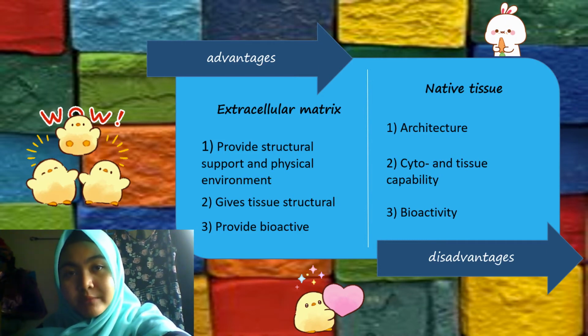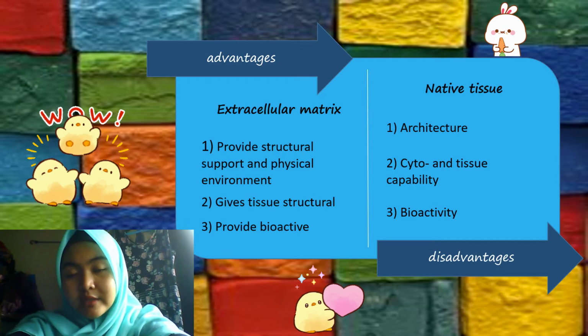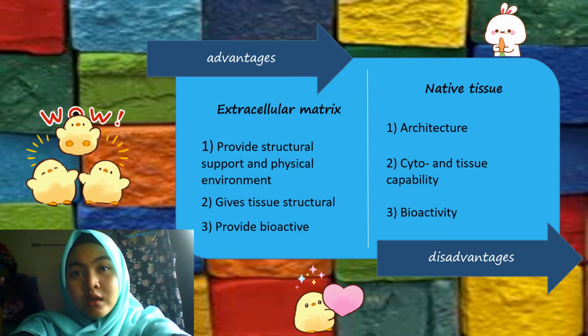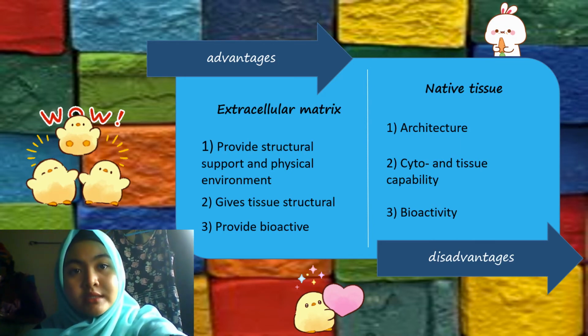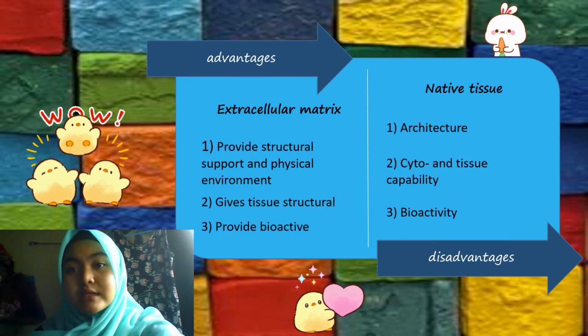Firstly, ECM provides structural support and a physical environment for cells in the tissue to attach, grow, migrate, and respond. Secondly, ECM, which stands for extracellular matrix, gives the tissue its structural and therefore mechanical properties such as rigidity and elasticity that are associated with the tissue functions. Thirdly, ECM may actively provide bioactive cues to the cells for regulation of their activities. For example, the RGD sequence on fibronectin triggers a binding event.